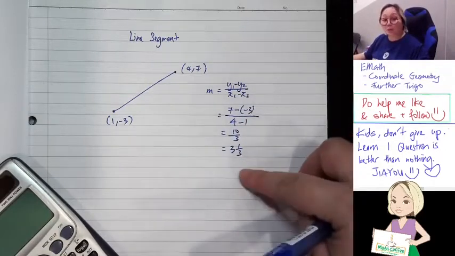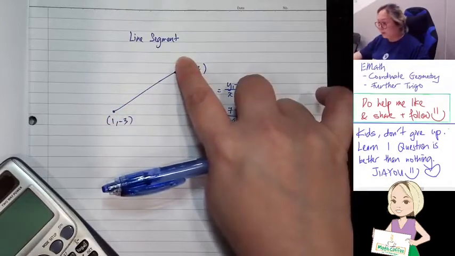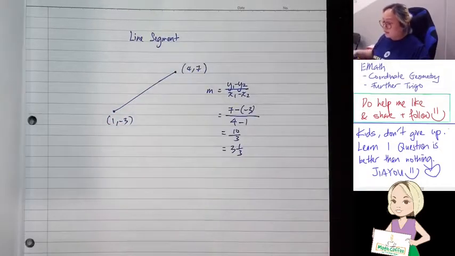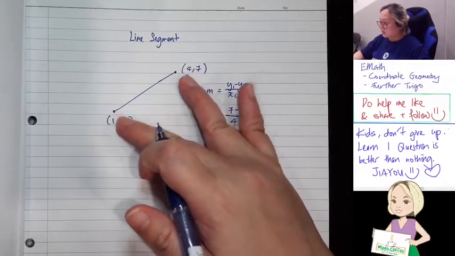So you see, the gradient is positive, which is correct because the line slopes up. Next, you want to find the length of this line segment.